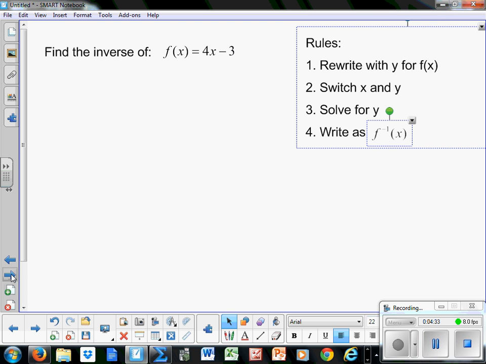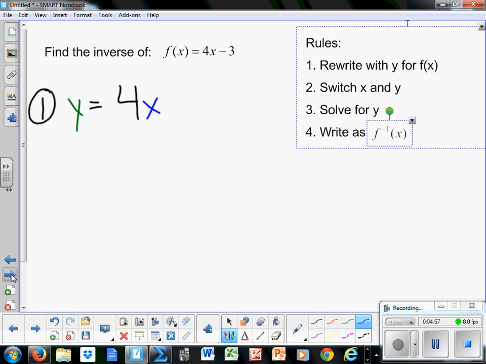So we'll start with this one here. We have our rule number 1. Our equation is f of x equals 4x minus 3. What we want to do first off is write y equals 4 times x minus 3. All we did was change the f of x to y.